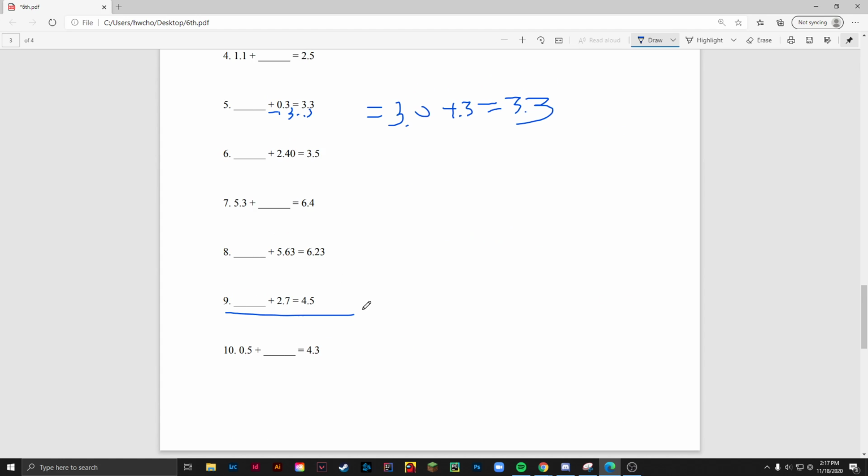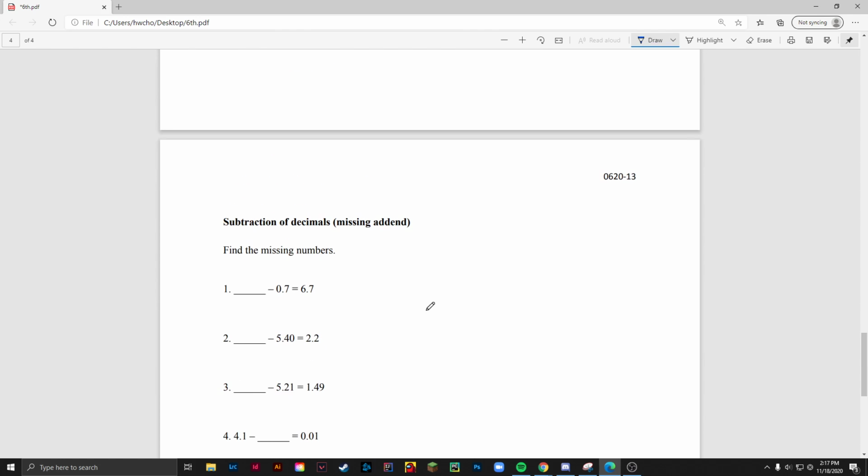Let's go over this one. 4.5 minus 2.7. 4.5 minus 2.7, and you're going to get 1. And this goes 3, 1, 8, 18. But the decimal point carries over, so it's going to be 1.8. Alright, the subtraction of decimal numbers.